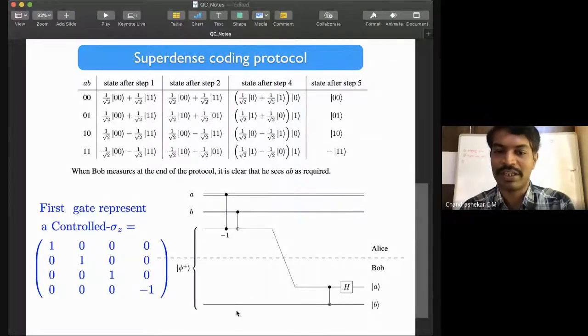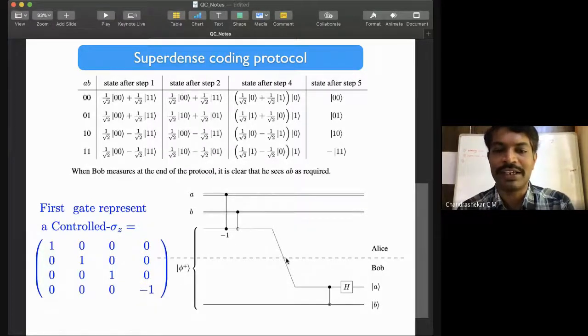Everything is explained here, all the 6 steps. A and B are the 2 classical bits. This is what is with the Alice side. Alice does this conditional operator. This is a control sigma z operator. Only if my first classical bit is 1, she makes a phase flip on the qubit on her side. Or if B is equal to 1, she makes some control NOT gate on the quantum bits on her side. After that, she sends it off to Bob.